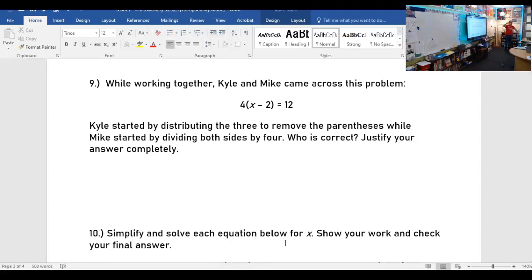Kyle started by distributing not 3. Hey, typo. We'll fix that right now because I haven't sent these to the copy center. Distributing the 4, right? The 4 is what would distribute, while Mike started by dividing both sides by 4. Wow. I wonder if we caught that last year because I don't remember that being a typo last year. So justify your answer. Like, explain who's right, or could they both be right?